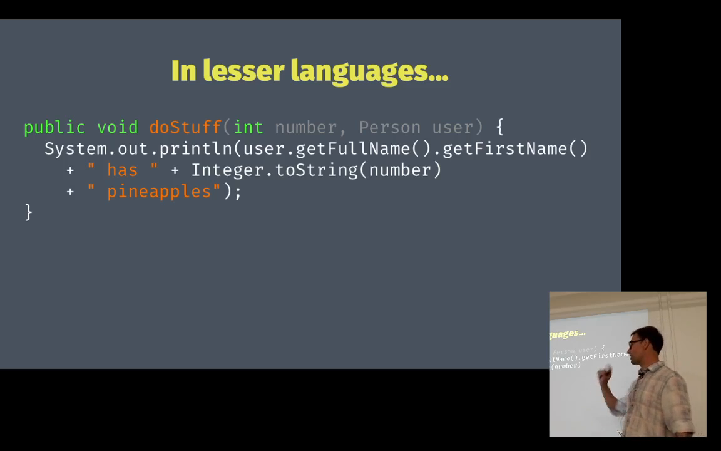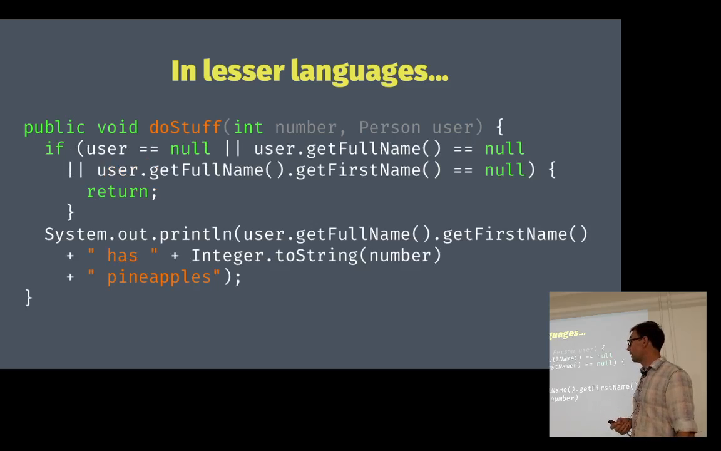And what happens in Java, if you call something like getFullName on user, if user's null, you get a null pointer exception and probably your program's going to crash. And so what we end up having to do in languages like Java is, anytime we try to use anything, we have to check whether or not it's null first, and then we can actually call methods on it. So that's a lot of fun and hilarity.